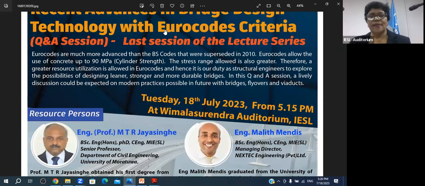highway bridges. Our second resource person, Engineer Malik, is not a stranger, but is not exposed to us occasionally. Let me brief you about Engineer Malik. He also graduated from the University of Moratuwa in 2004. He was a structural design engineer at Strat Consultants and then at Sierra Company for 8 years. Presently, he is a director of NextTech Engineering. He has excelled in design knowledge locally and internationally, and he is equally competent to design bridges as well as tall buildings. I think this is a teacher-pupil combination, I suppose. Maybe you studied from him during university. So it's a nice showcase for others as well.